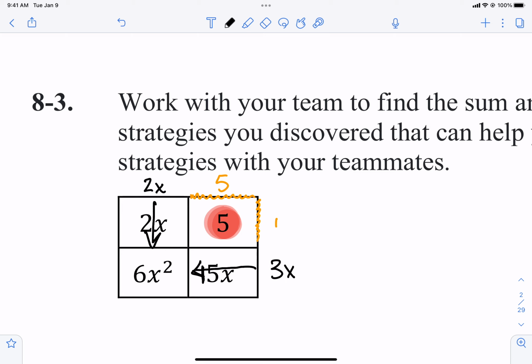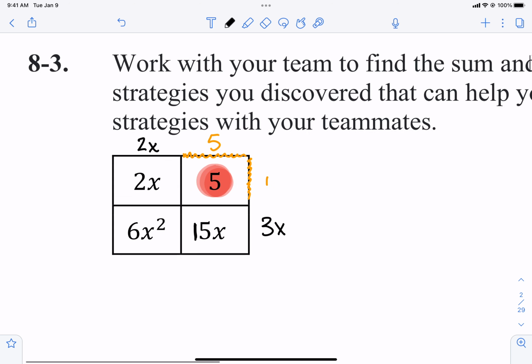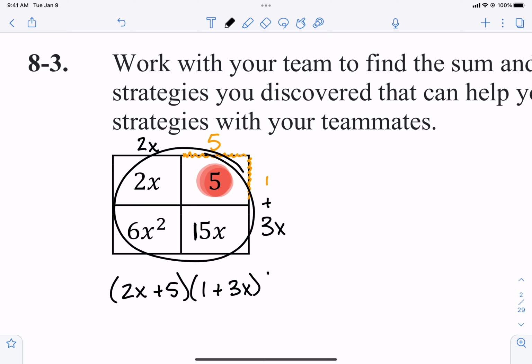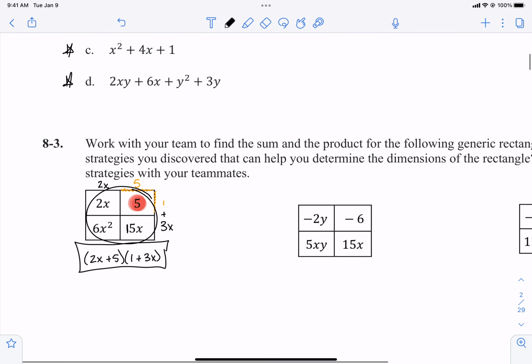Nice job. So what we were able to do right there is we were able to take this generic rectangle and we were able to write it as a product. And when we write it as a product, we would have gotten 2x plus 5. And on the other side, I had 1 plus 3x. And what we just did is, since we took something that was already written as a sum and we turned it into a product, what we did is what we call factoring. And that's what this whole unit is going to be about.